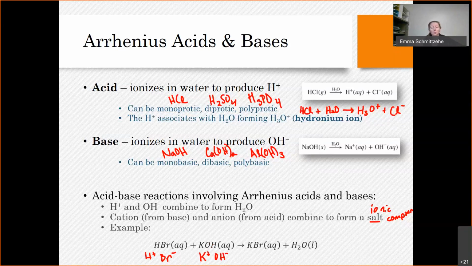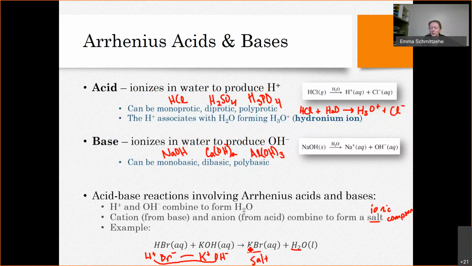And then you should be able to predict products, because like I said, we already looked at this back in chapter 5. If you focus on what ions you get from this Arrhenius acid and Arrhenius base, all you have to do is swap ion partners. So the H plus goes with the OH minus, and then the K plus goes with the Br minus. So the H plus and OH minus give you water, and then the K plus and Br minus give you KBr. So H2O is our water, KBr is our salt.